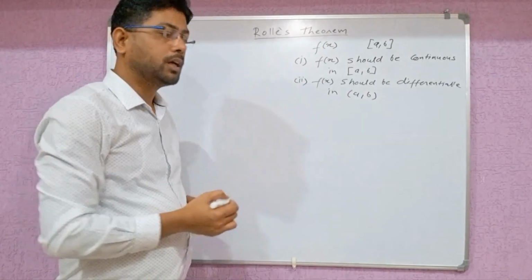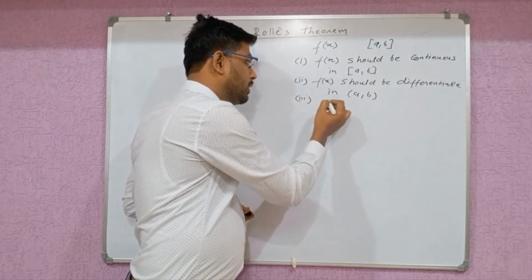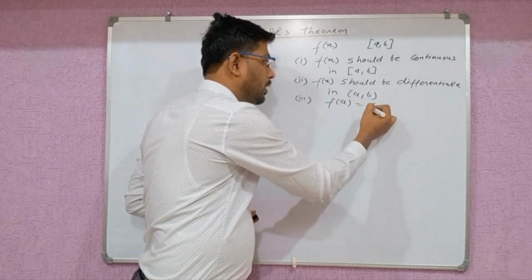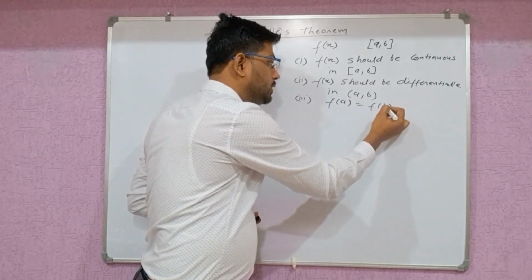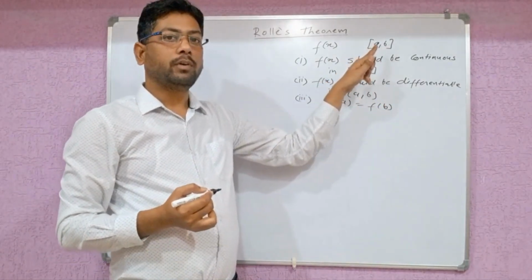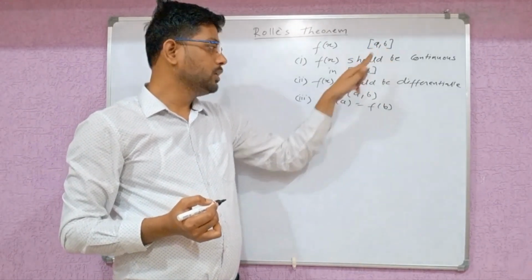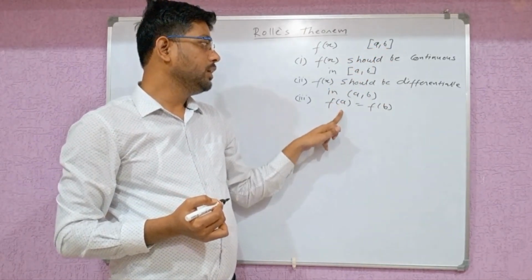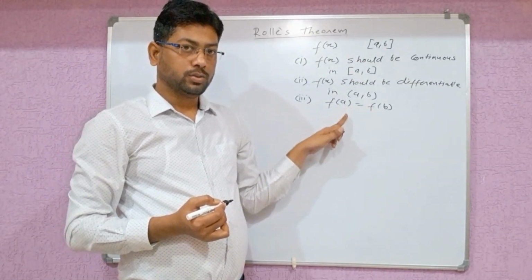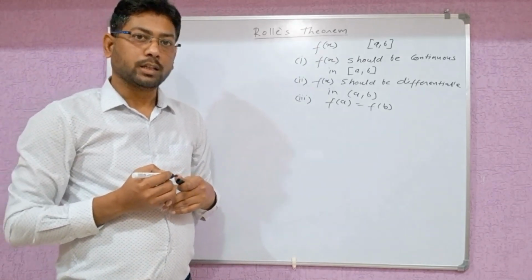Now let's see the third condition. The third condition is f(a) should be equal to f(b). What are these a and b? a and b are these points: the starting point of the interval and the end point of the interval. So this f(a) and this f(b) should be equal. So these are the three conditions that should be satisfied.